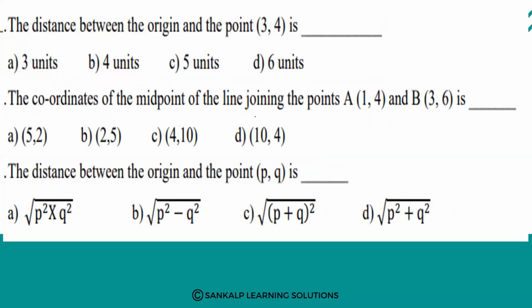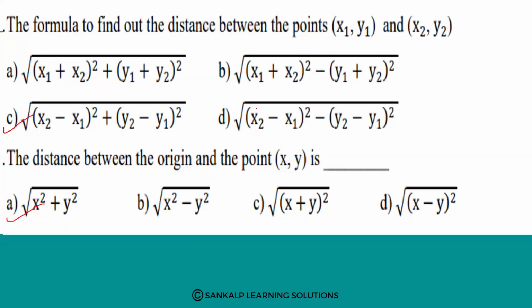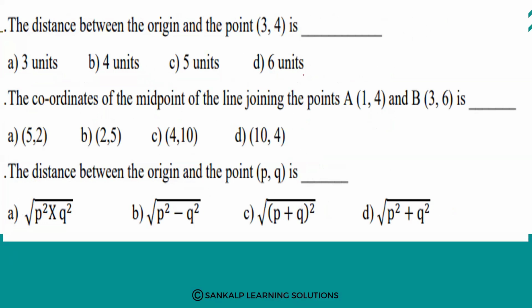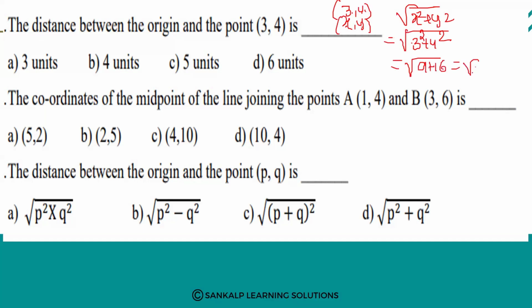See, we know the formula of distance between the origin and the point xy is root of x square plus y square, right? And here also they asked about the distance between the origin and the point 3, 4. That means 3, 4 is the value of x and y. X value is 3, y value is 4. Therefore, if you substitute these values in the formula, 3 square plus 4 square, that is root of 9 plus 16. 9 plus 16 is root of 25.